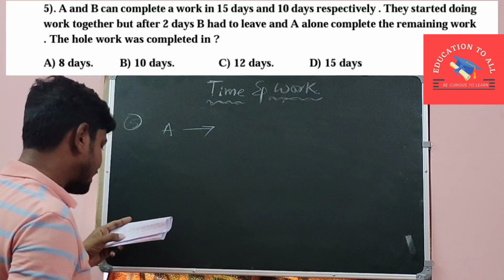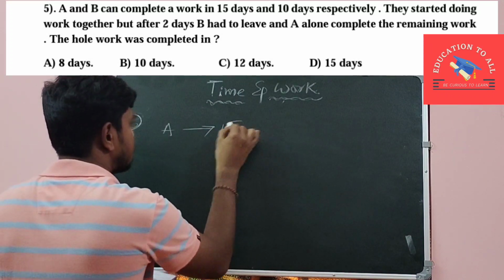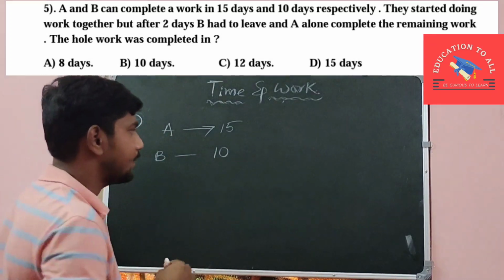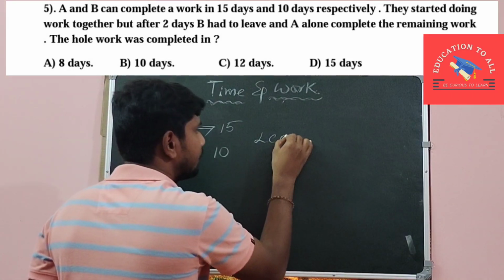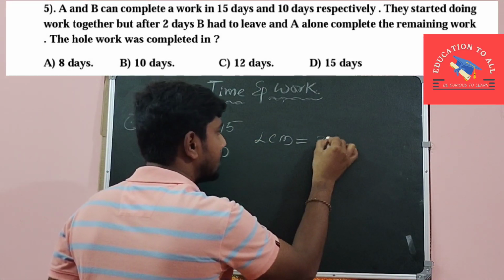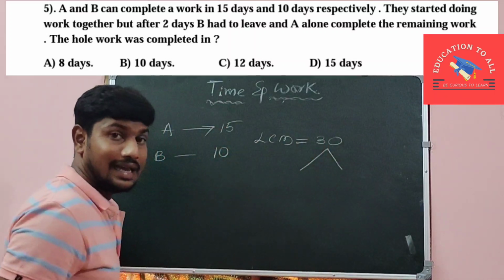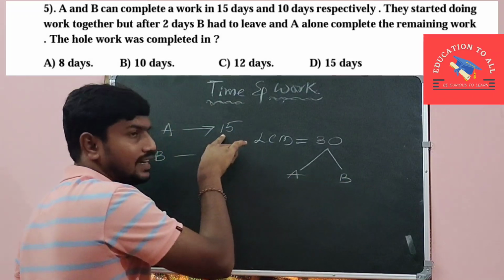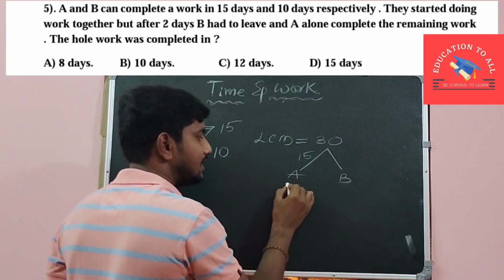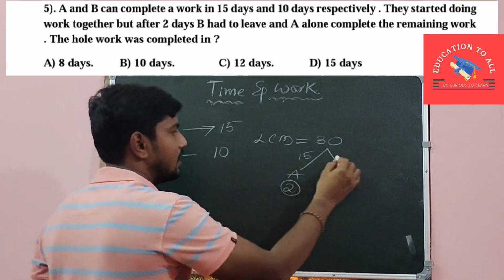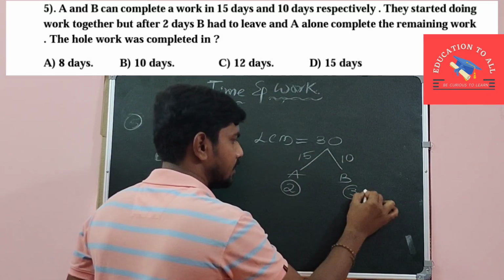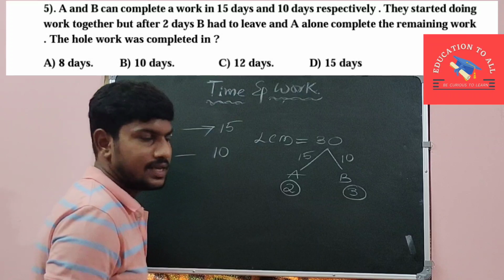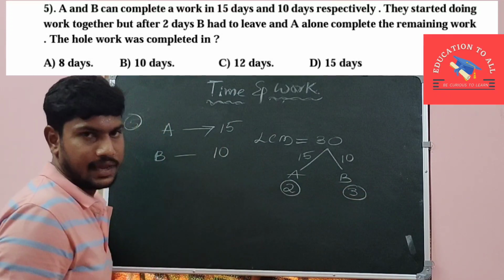Given data: A can complete the work in 15 days, B can complete the work in 10 days. What is the method we followed previously? The same. So we should find the LCM. The LCM is 30. Then we find the efficiencies. A completes in 15 days, so efficiency is 2, and for 10 days, B's efficiency is 3. So A's efficiency is 2 and B's is 3, which means B is faster compared to A.